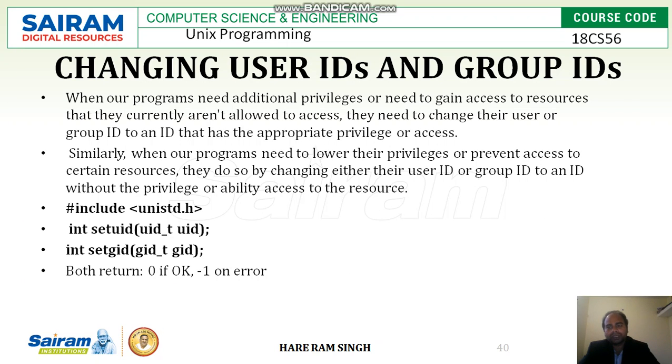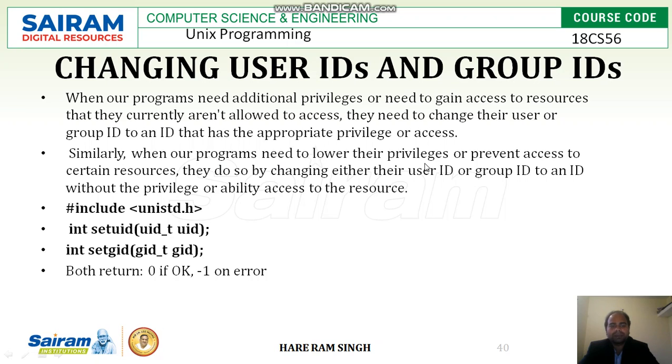Next is changing user IDs and group IDs. How can we change them? When our program needs additional privileges or needs to gain access to resources that it currently is not allowed to access, it needs to change its user or group ID to an ID that has the appropriate privilege or access. Suppose a user has some privilege and wants to access a file, but that user doesn't have the privilege to access it. At that time we need to change the user ID.